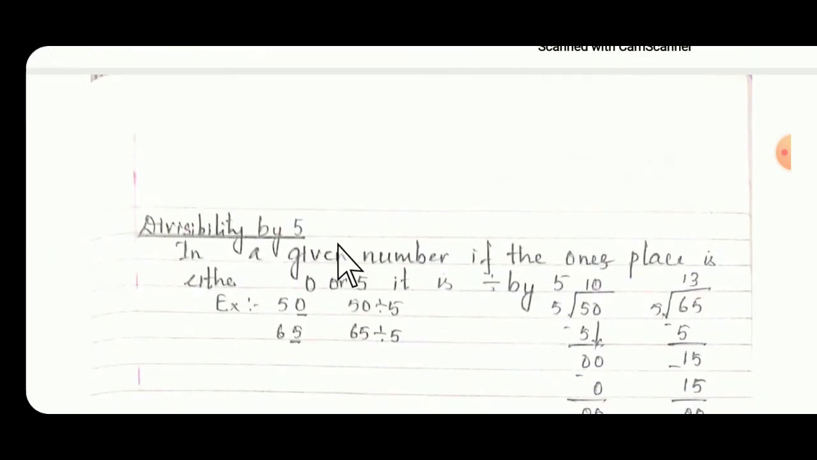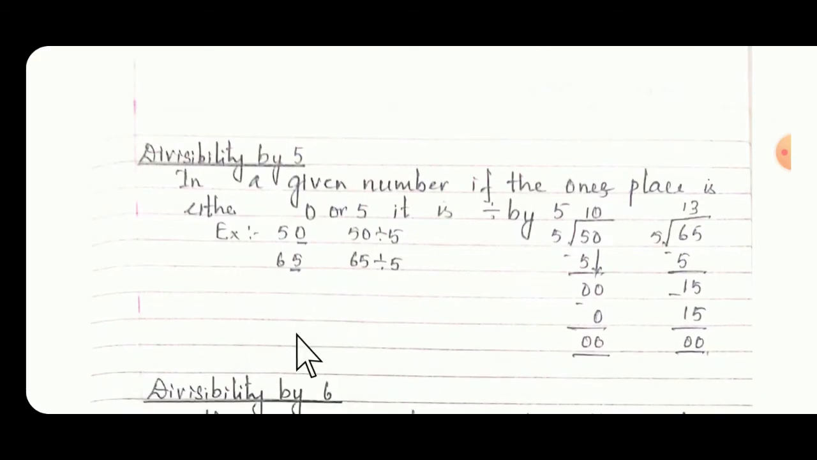What does divisibility by 5 say? In a given number, if the ones place is either 0 or 5, it is divisible by 5, that is 50. See, the ones digit is 0. That shows that it is divisible by 5. Without doing actual division, we can tell that it is divisible by 5. 65. See the ones place, it is 5. That means it is also divisible by 5.